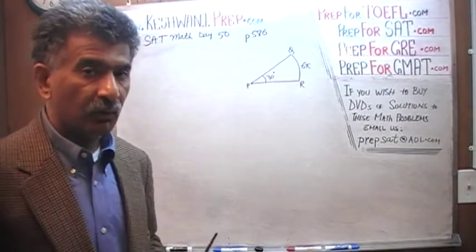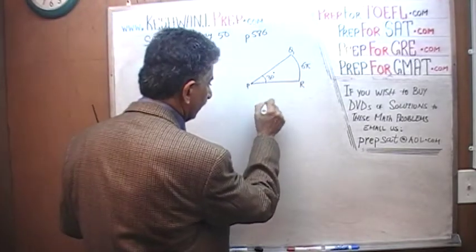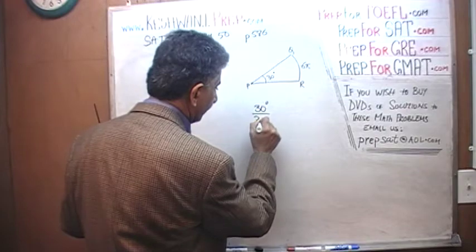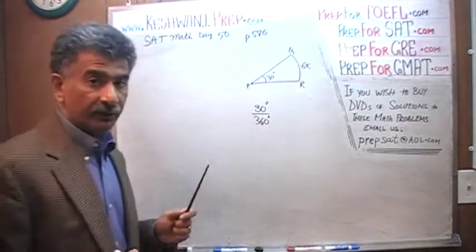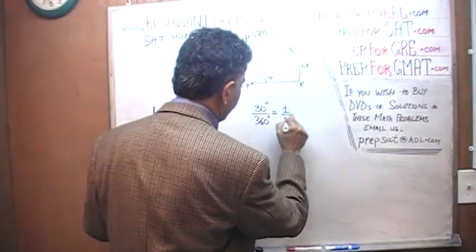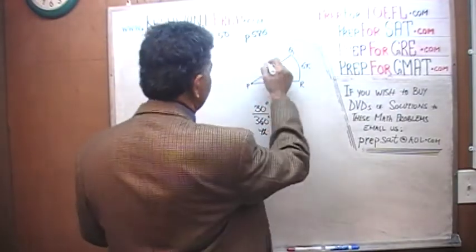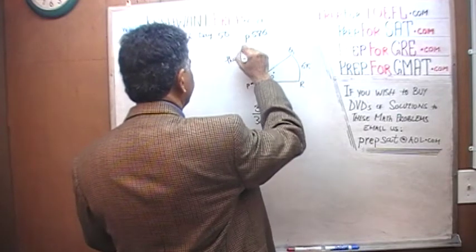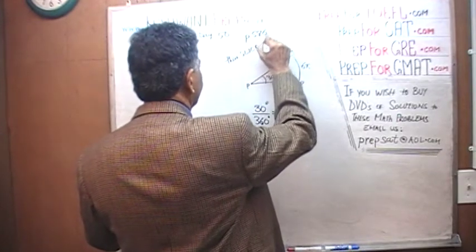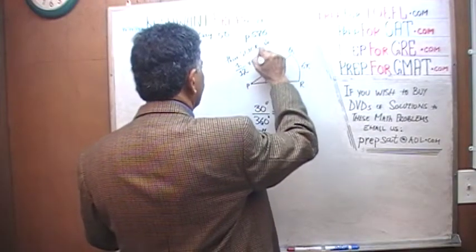And there are two ways we can go about realizing this thing. One is that 30 degrees out of 360, the whole circle is 360 degrees. So this is 1/12. This slice right here is 1/12 of the circle.